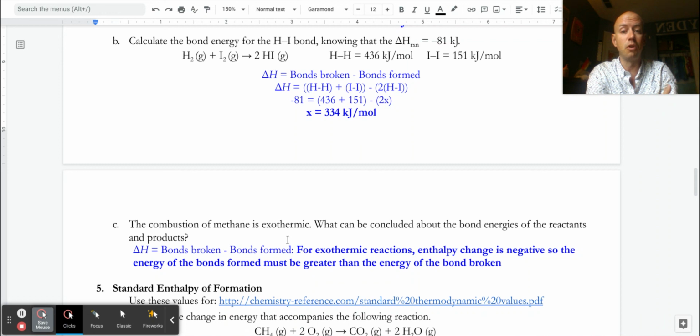Well, delta H is broken minus formed. The enthalpy change is negative, so the formed must be greater. This is a very common, very straightforward, but very easy to miss AP style question. It's simple to write the equation and just think about, if this is positive or negative, what has to be greater than the other. Without the equation, that becomes a little bit trickier. So it is important to write the equation and go through that process, remembering broken minus formed.